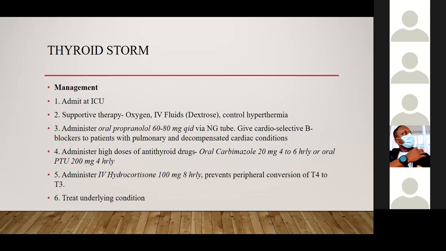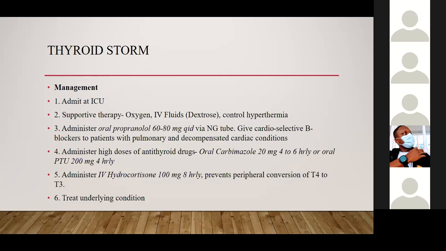You basically need to support your patient. You're giving oxygen, you're giving IV fluids, and then you are controlling the increased body temperature. Then you control the pulse by giving your propranolol, as you can see. And because the patient is sometimes in a coma, unable to swallow, you have to pass an NG tube and give your propranolol. Okay, and then you have to give your carbimazole or your propylthiouracil just to regulate the increased hormone levels. Here too, IV hydrocortisone is very essential.